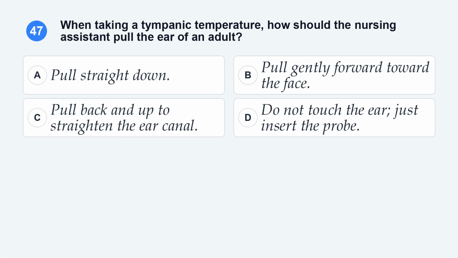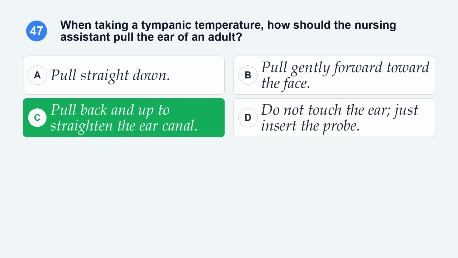Question 47. When taking a tympanic temperature, how should the nursing assistant pull the ear of an adult? Option A. Pull straight down. Option B. Pull gently forward toward the face. Option C. Pull back and up to straighten the ear canal. Option D. Do not touch the ear, just insert the probe.